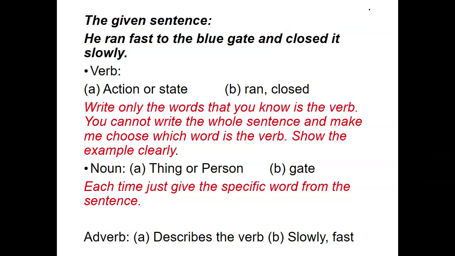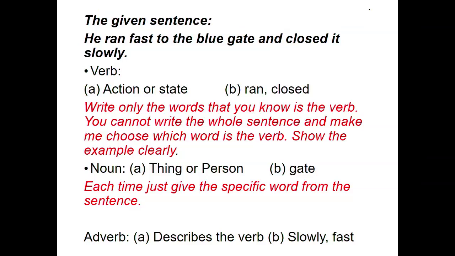Number A, you must give the function, or what does the verb do? The function of the verb is to give an action or a state. Number B, you must take it from the sentence. Ran is an action and closed is an action. Okay. The next one asks the noun. A noun, what is the noun doing? A noun is a thing or a person. And now, what thing or person is there?